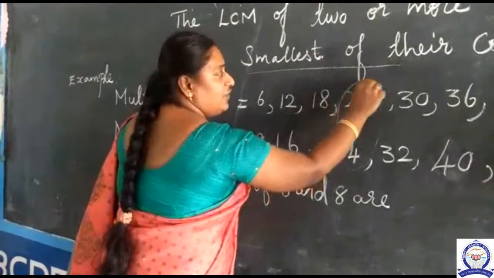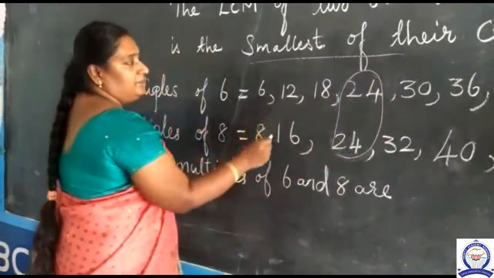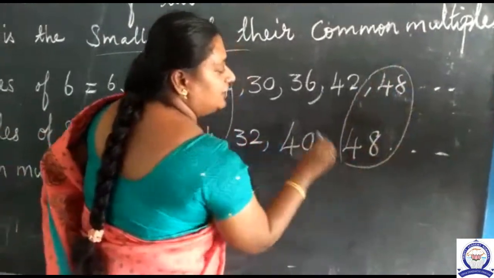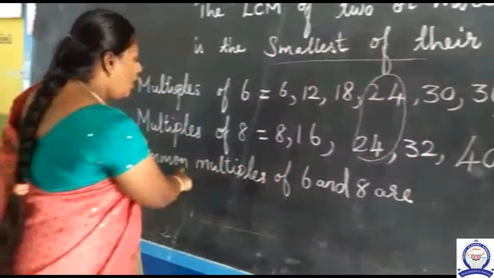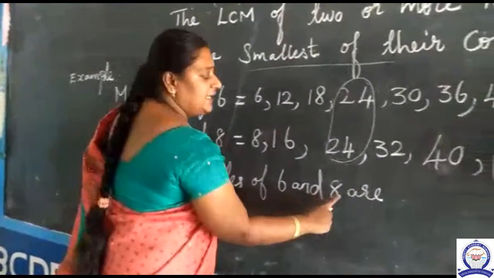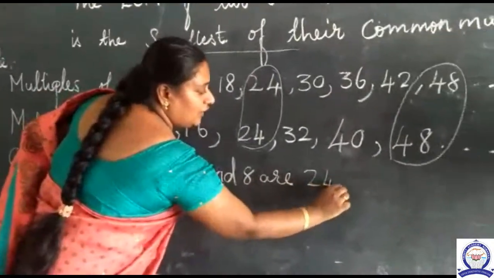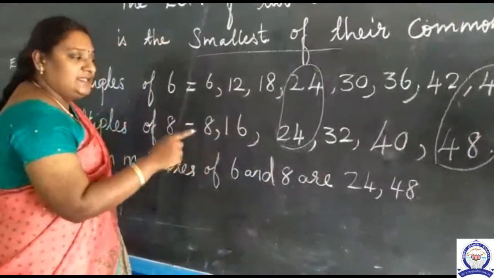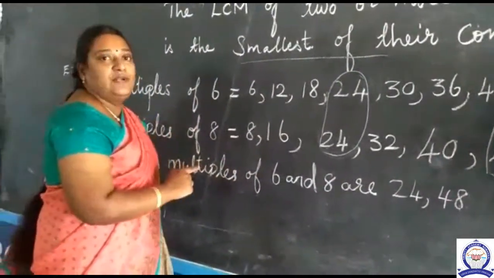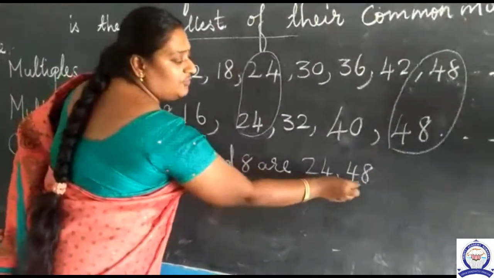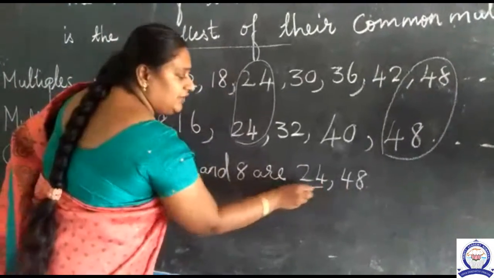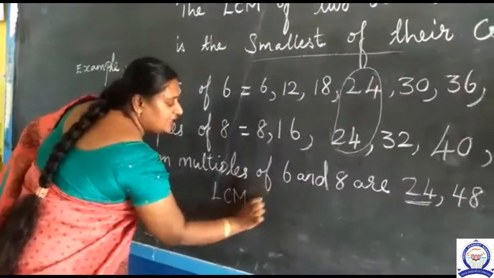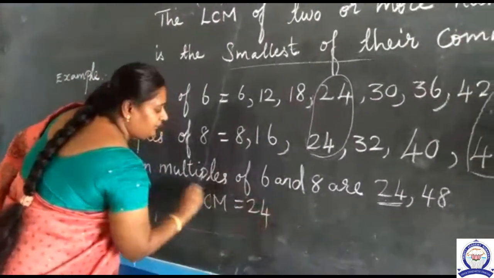So 24 is common. Next, 48 is common. You circle this. Therefore, the common multiples of 6 and 8 are 24, 48. Of these, which is the lowest multiple, either 24 or 48? 24. Therefore, LCM is equal to 24.